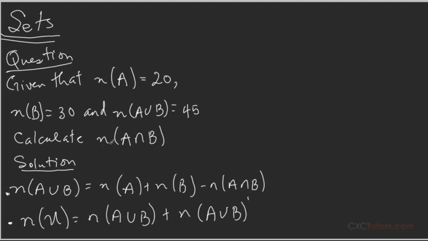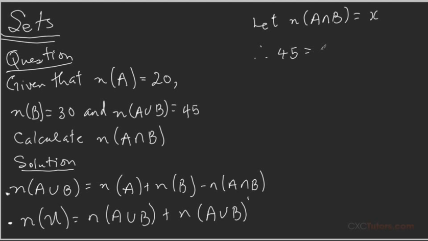Seeing that we want to find the number of elements in A intersect B, the first formula is the one that we will be using here. We don't know the number of elements in A intersect B, so we're going to denote it X. Let the number of elements in A intersect B be equal to X. Therefore, applying the first formula, the number of elements in A union B is equal to 45. We're going to form the equation now.